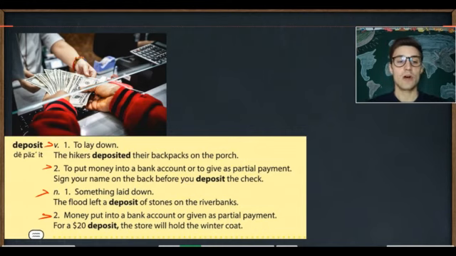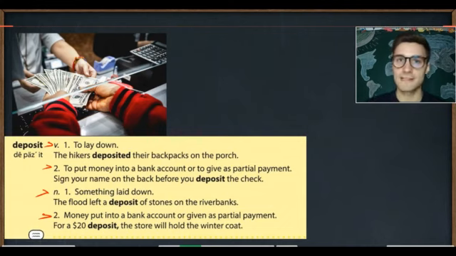For a $20 deposit, the store will hold the winter coat. So a deposit is the name of something, a partial, so just a part of the payment for something. If you go to rent a bicycle, you have to pay a deposit. So if you break the bicycle, you do not get your deposit back. But if you bring the bicycle back, then you get your deposit back.